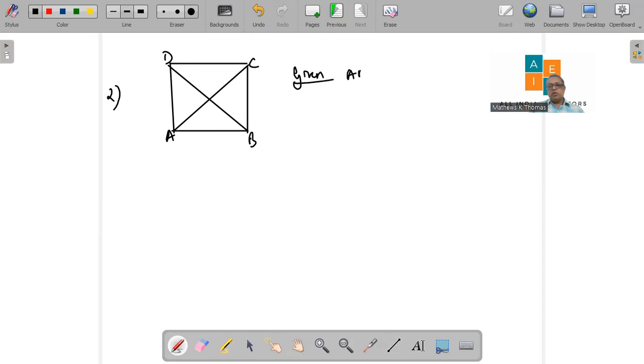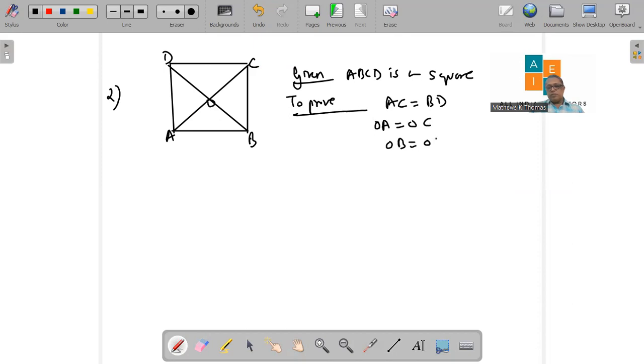Given: ABCD is a square. We have to prove that diagonals are equal and bisect each other. So we have to prove AC equal to BD. We have to prove that OA equal to OC and OB equal to OD, right? And we also have to prove that diagonals bisect each other at right angles. That means we need to prove that these angles are 90.